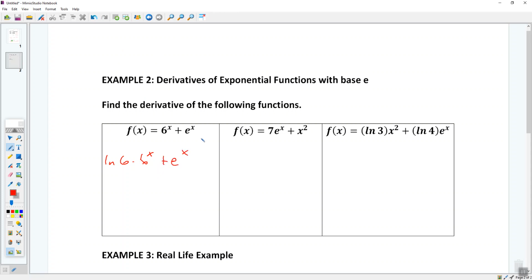The derivative of 6 to the x, that's pretty straightforward: natural log of 6 times 6 to the x. The derivative of e to the x, that's pretty straightforward, right? Okay, I want to see how you reacted to the second one. I tried to throw a curveball by you. I'm pretty sure you hit it out of the park, though.